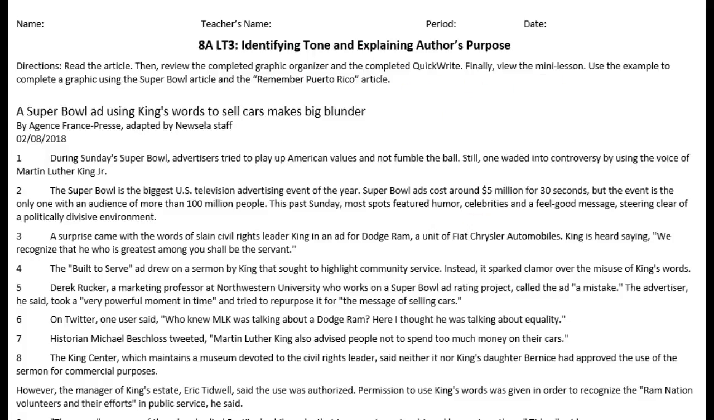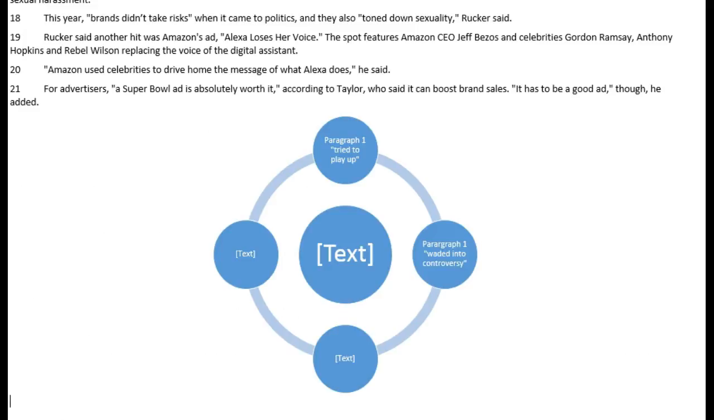Let's take a look at the graphic organizer. As you can see, I completed 2 of the circles for the graphic organizer so that you were able to see some of the types of words you could use to help identify the actual tone, which will go in the center here. So from paragraph 1, I identified a description, try to play up. So this is a description of an action. So using descriptions can be one way to identify the tone.